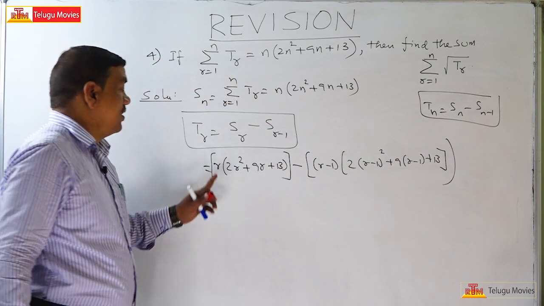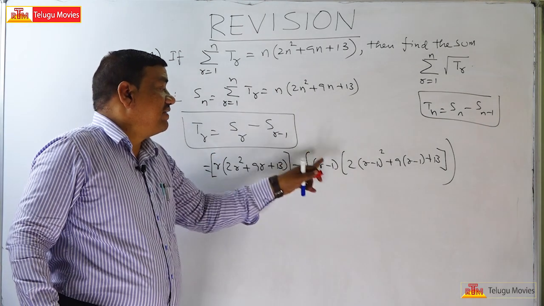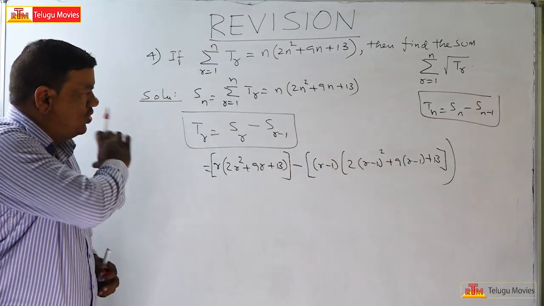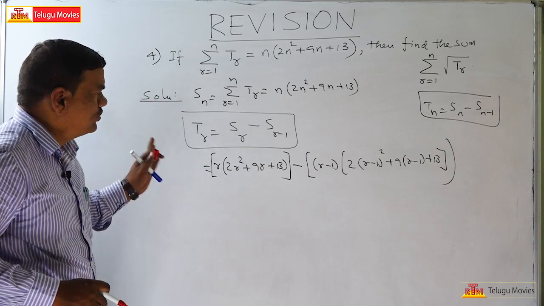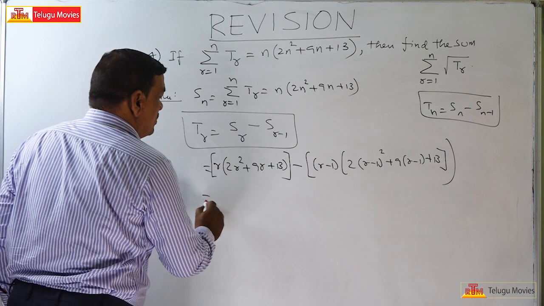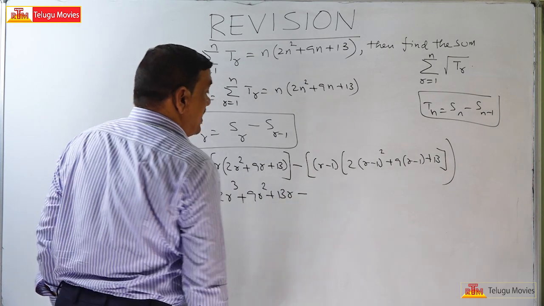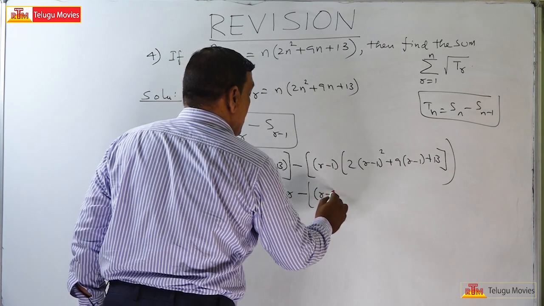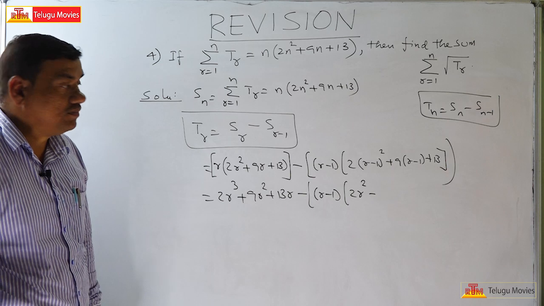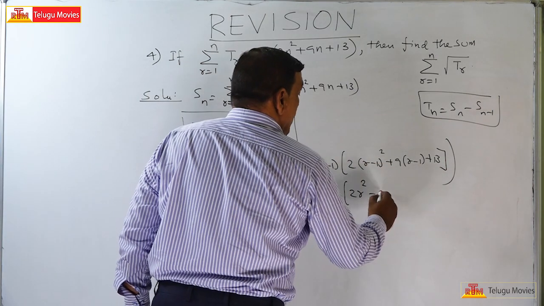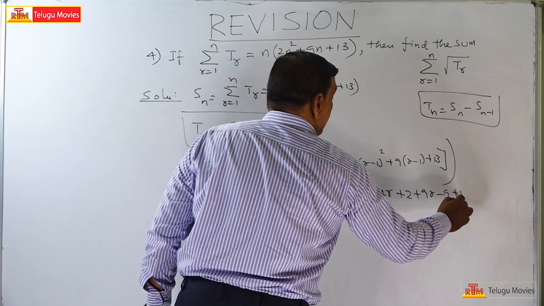Okay, right. 2R square plus 9R plus 13 minus SR, which means wherever n is there, substitute R minus 1. Now you have to simplify this expression. Now what shall we do? You have to multiply. So, no option. This is 2R cube plus 9R square plus 13R minus, this is R minus 1 into 2R square, minus 2R minus 4 plus 1 plus 2 plus 9R minus 9 plus 30.